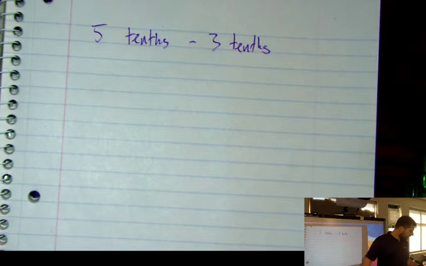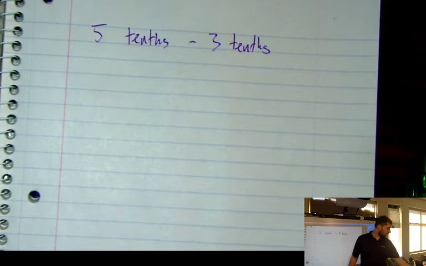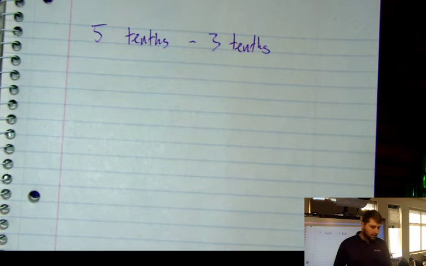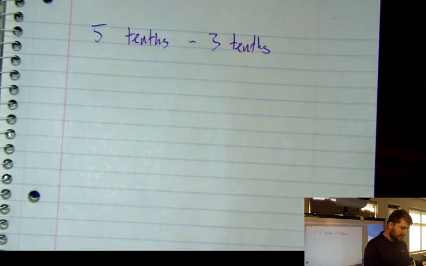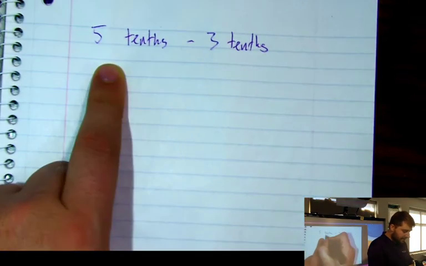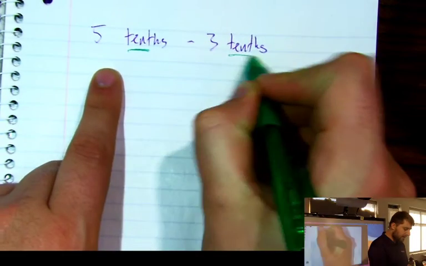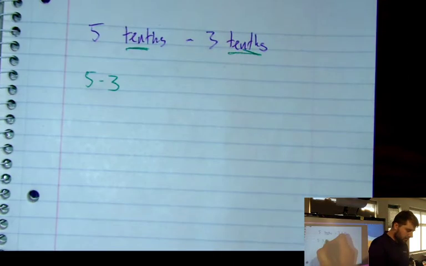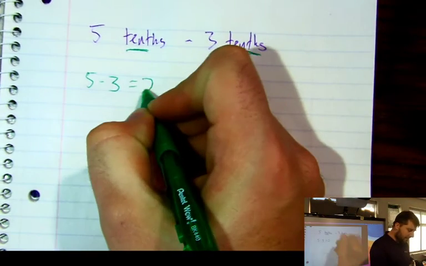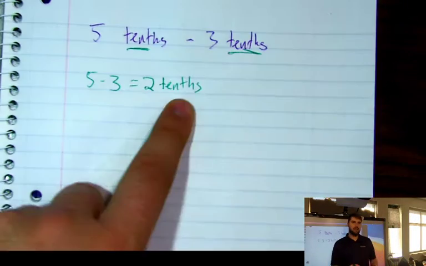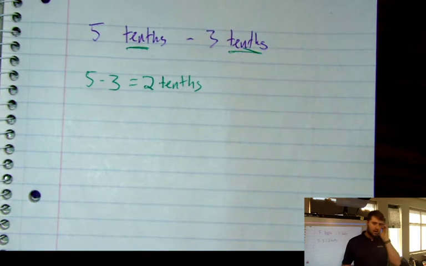I want you to think about how you'll solve that problem, then solve it using a place value chart or some dots, whatever you want. So what you may notice is since our units are the same, 5/10 and 3/10, it is very similar to subtracting 5 minus 3, just the whole numbers. And we know that 5 minus 3 is 2. And then since our units are the same, we would have 2/10. 5/10 minus 3/10 is 2/10.